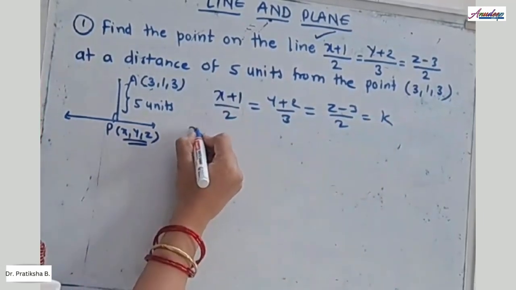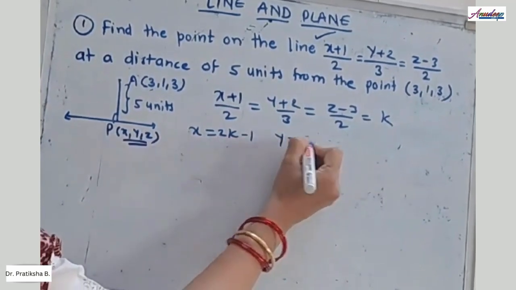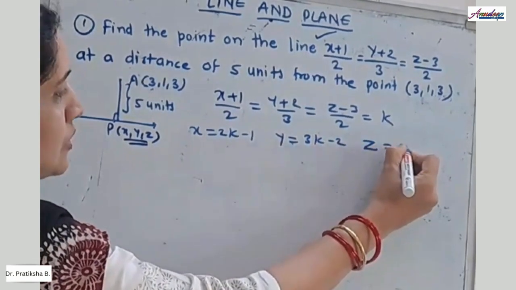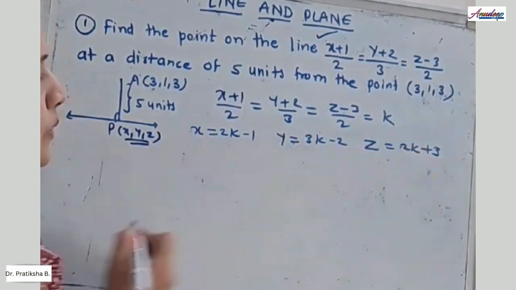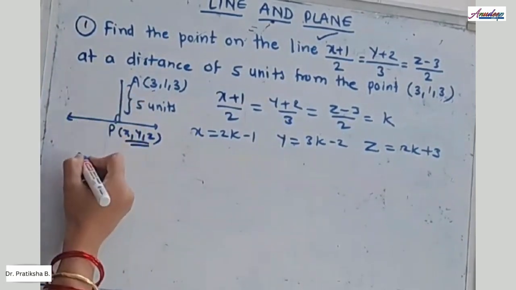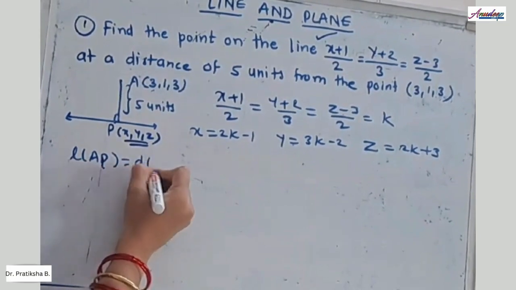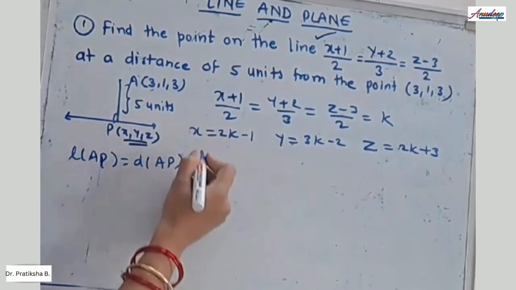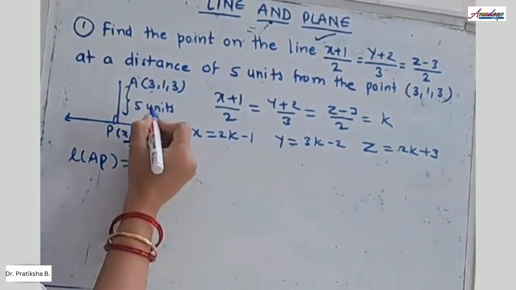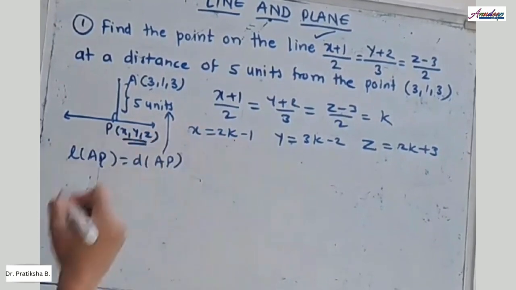So I'll be getting the value of x is equal to 2k minus 1, y equal to 3k minus 2 and z is equal to 2k plus 3. What we need to work out is the length AP, or distance AP. This distance is given as 5, so we can equate and then evaluate the value of k.